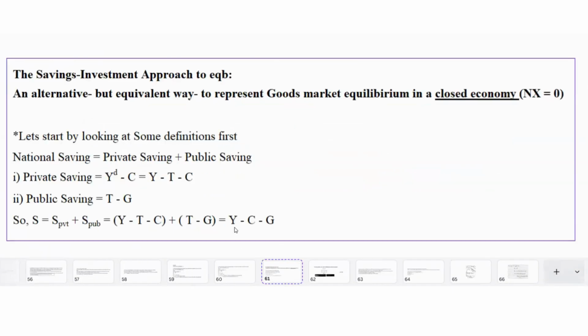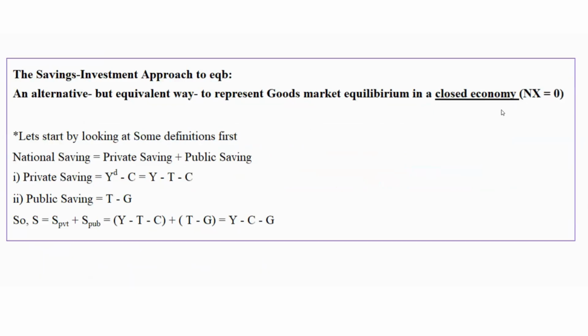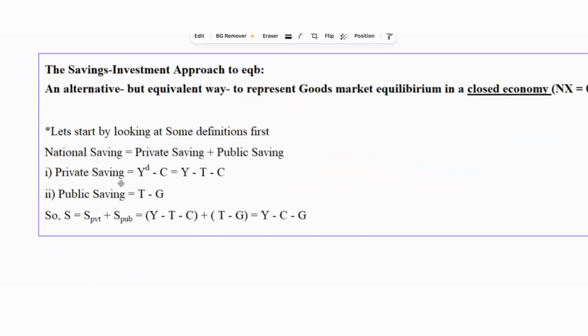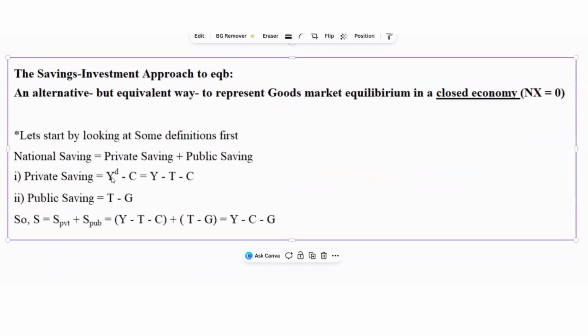We now want to look at an alternative but equivalent way to represent goods market equilibrium in a closed economy where net exports is zero. For this, let's first look at some definitions. National savings is private plus public savings, where private savings is disposable income which is not spent on consumption. So it's YD minus C, where we know disposable income is income minus taxes. So private savings is Y minus T minus C. Public savings are T minus G.